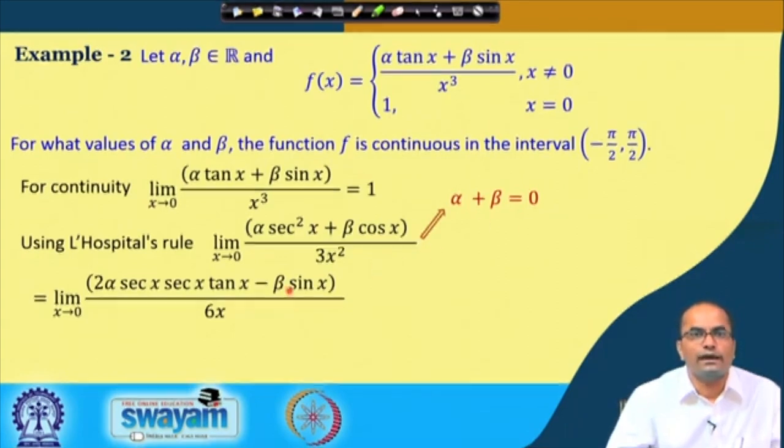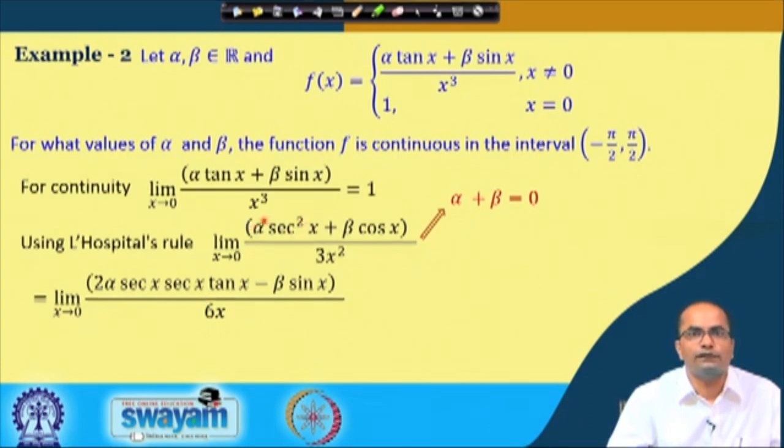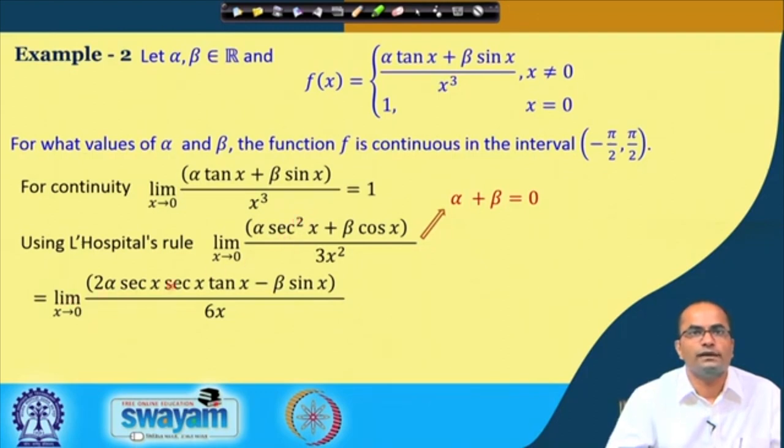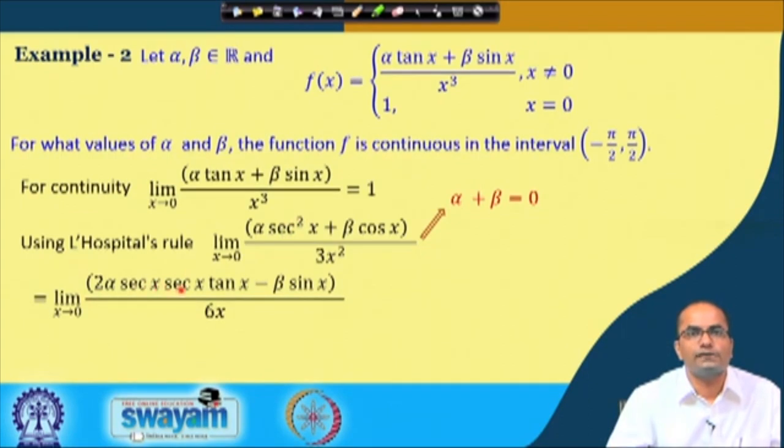Now, if we apply it again, the derivative of alpha tan x gives 2 alpha sec x, sorry, alpha sec square x, and the derivative of sec x will be sec x tan x. Minus beta, because cos x will give you minus sin x, so it is minus beta sin x, divided by 6x.